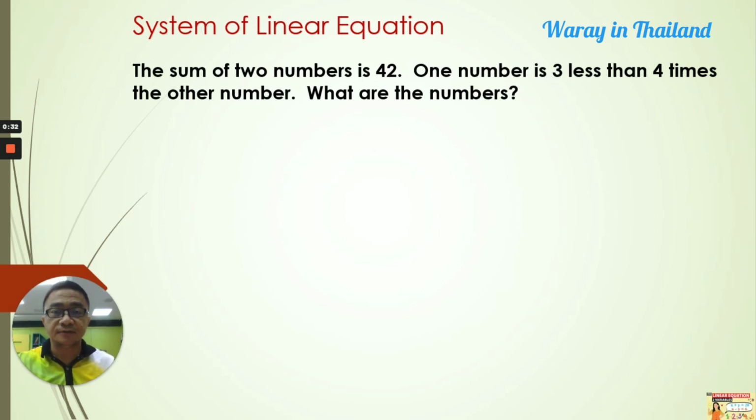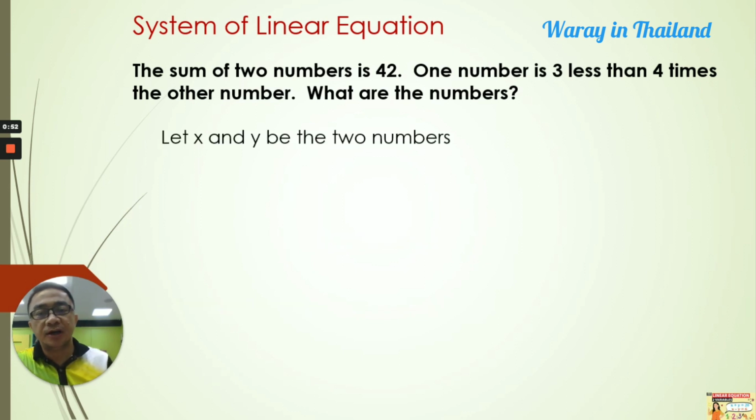The sum of two numbers is 42. One number is 3 less than 4 times the other number. What are the numbers? Okay. So again, we say first, let x and y be the two numbers, as always.